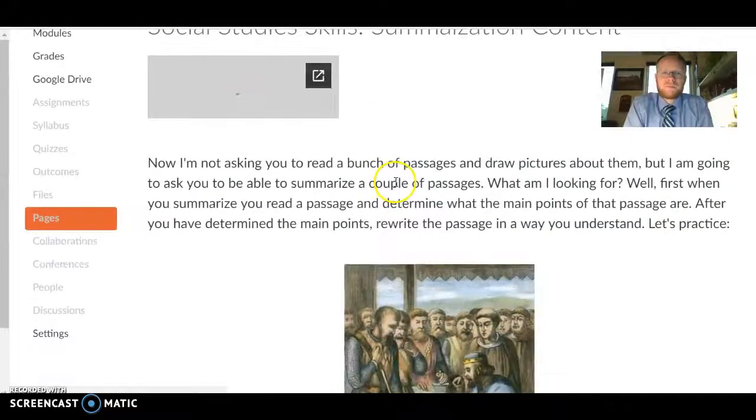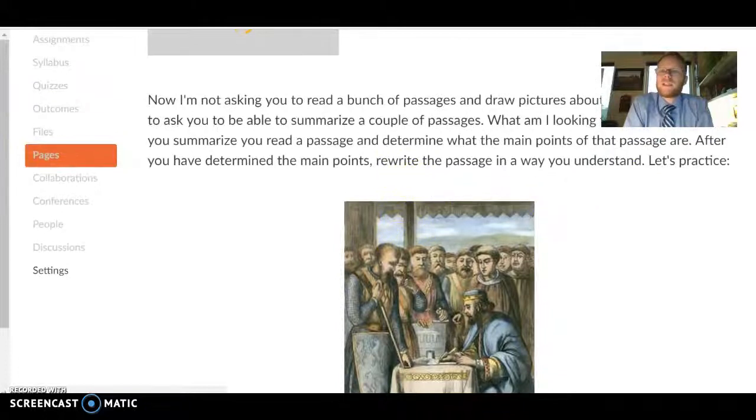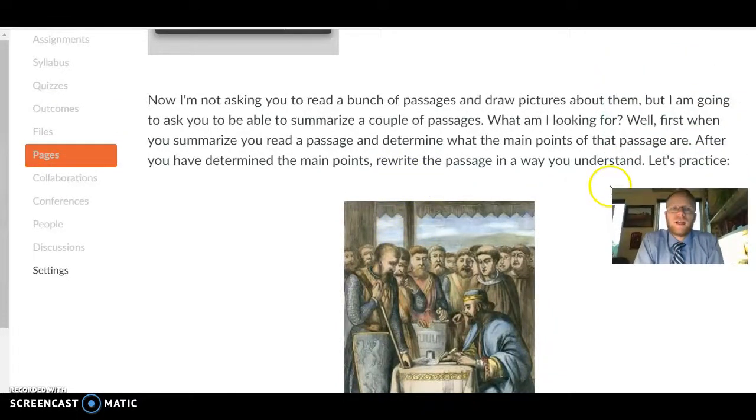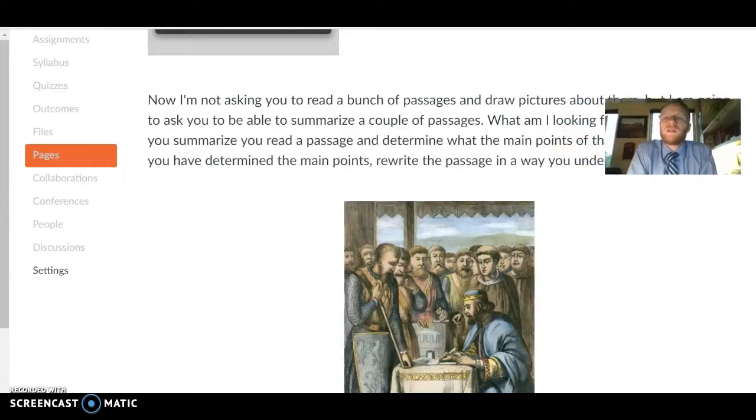Here we go. Now, I'm not asking you to read a bunch of passages and draw pretty pictures about them, but I am going to ask you to be able to summarize a couple of passages. What am I looking for? Well, when you summarize, you read the passage to determine what the main point is. Hint, hint, maybe the first sentence. After you've determined the main points, rewrite the passage in a way you understand.